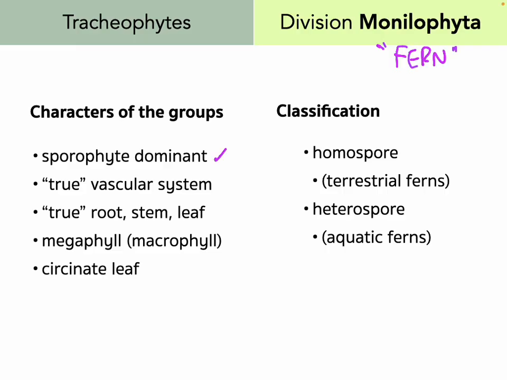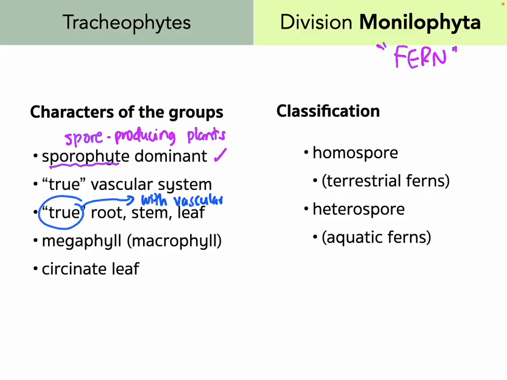They are sporophyte dominant, so all the plant you see are sporophyte. It's a spore producing plant, right? Sporophyte means spore producing plant. That's what they do. And now they have true vascular system throughout. Root, stem, leaf, they all have vascular. So again, what I mean by true here is that it has the vascular system. So all parts of fern have vascular system in there.